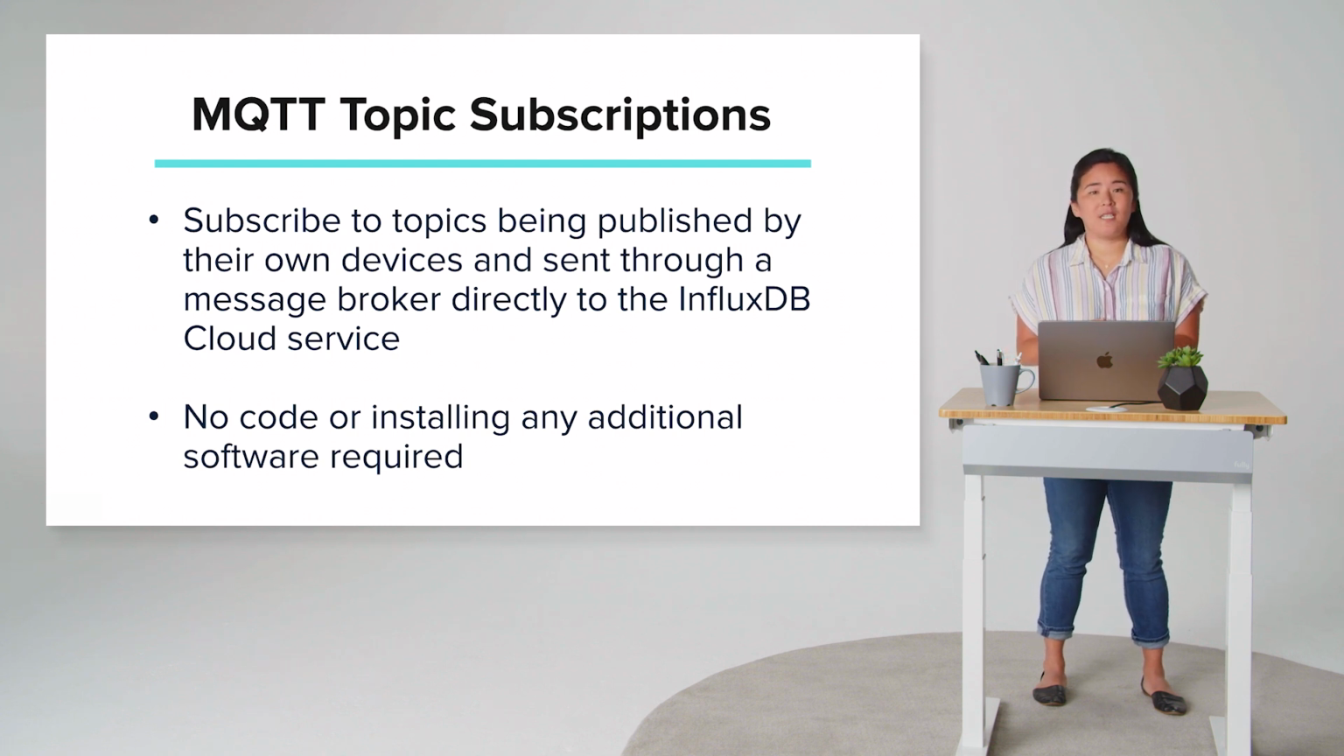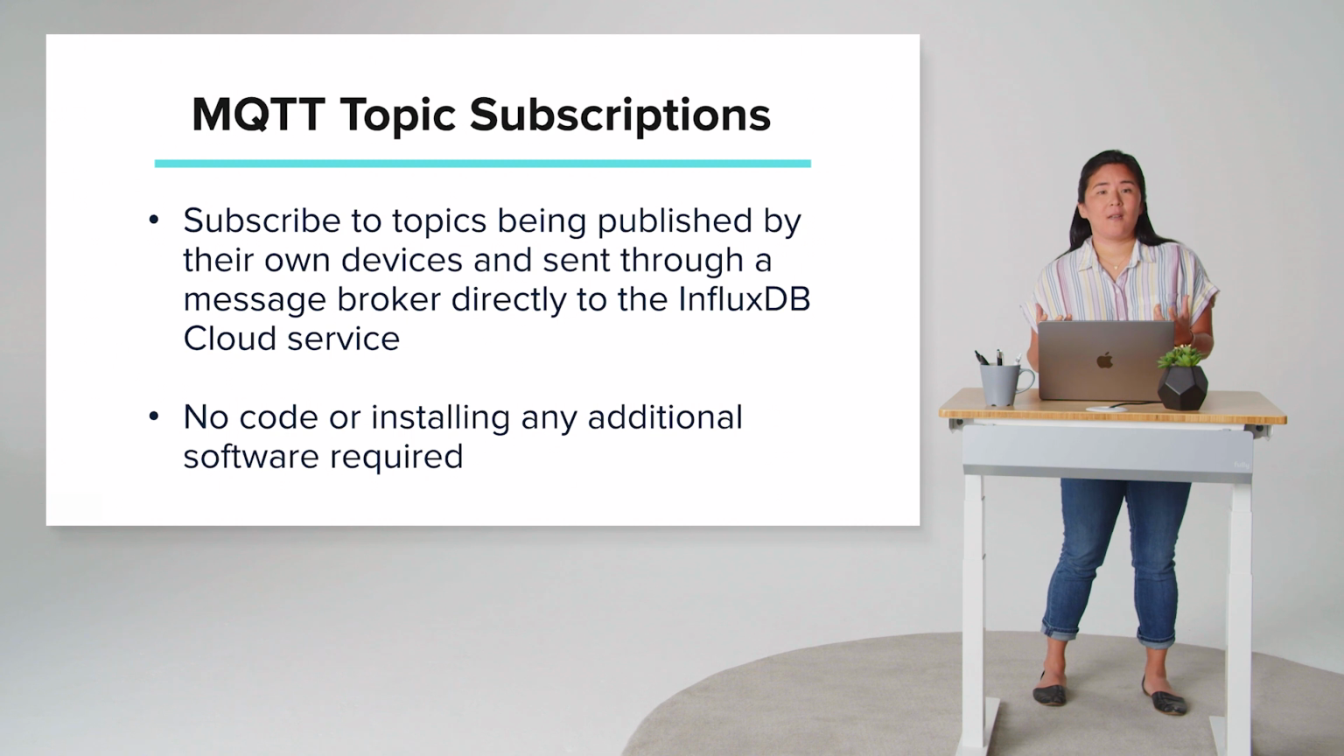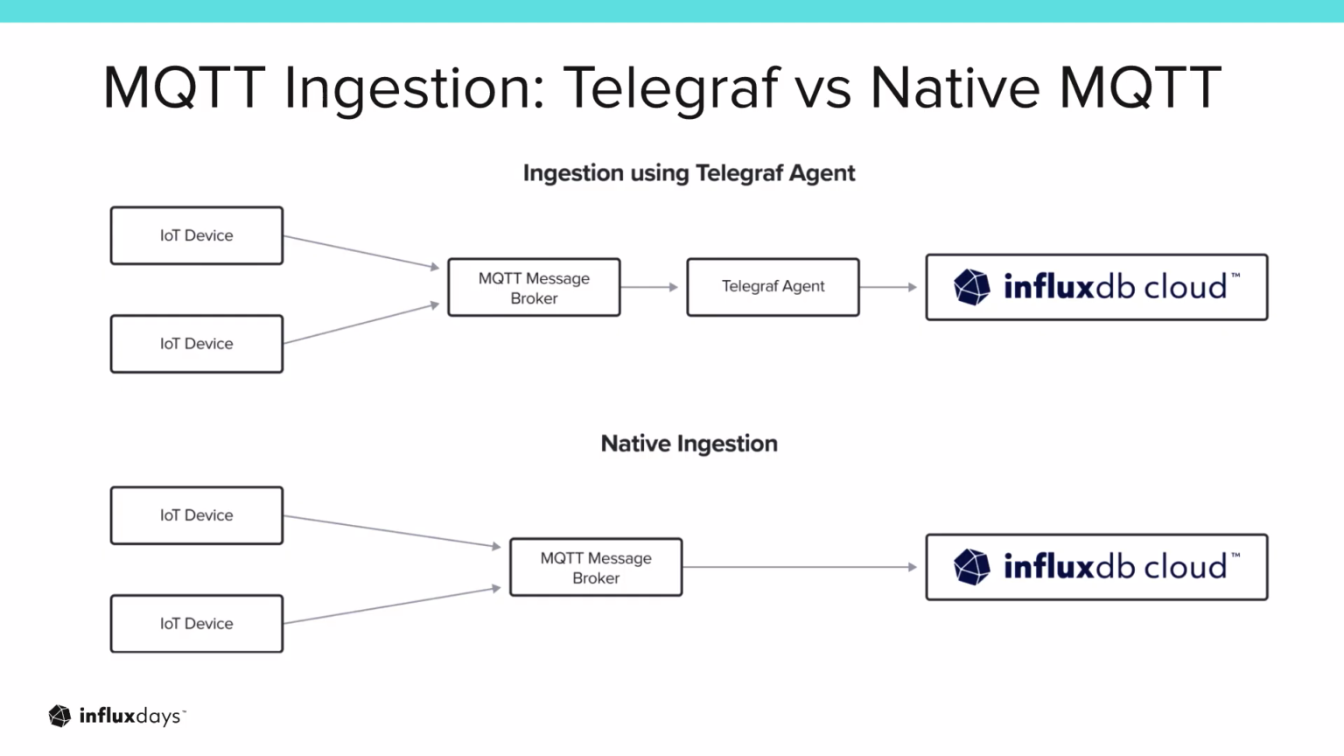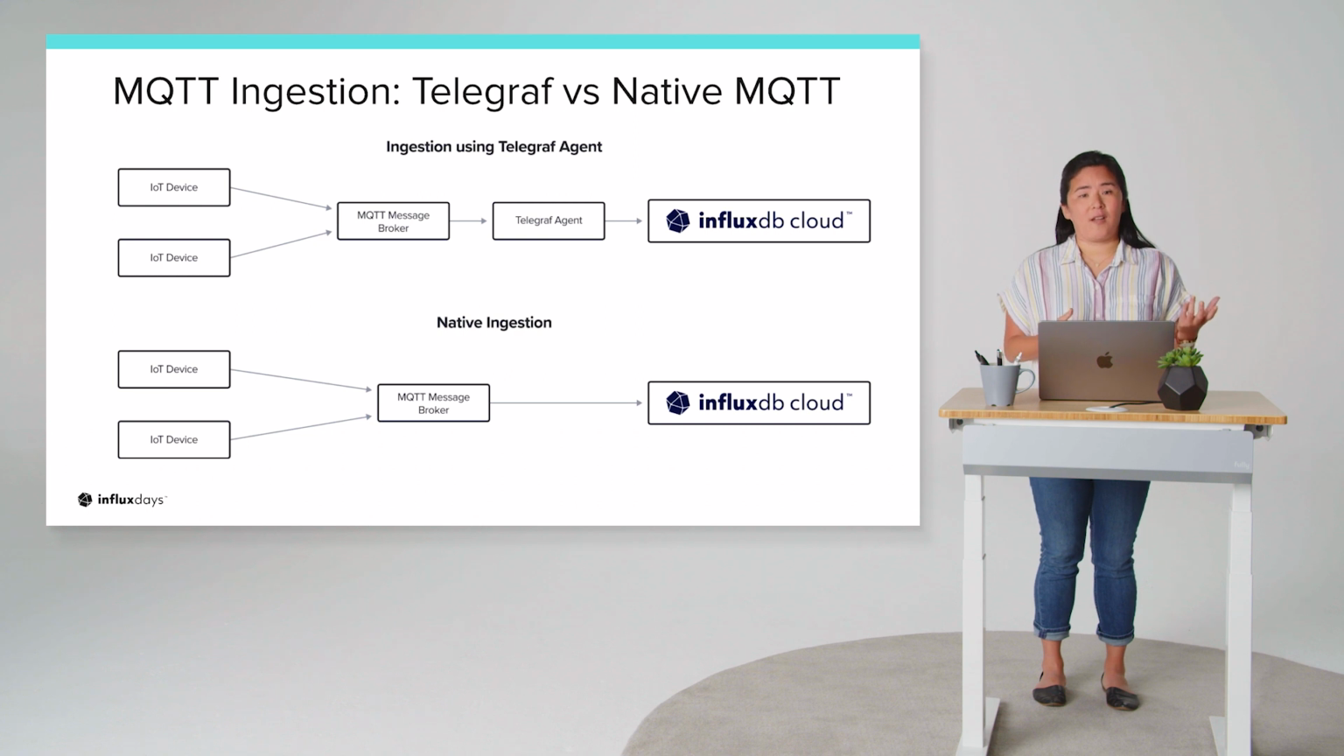With native MQTT, you can subscribe directly to the topics being published. If your MQTT data is already sitting in a public MQTT broker and you want to get it into InfluxDB Cloud, native MQTT will help you do so quickly without having to write any exhaustive Python scripts. Your native MQTT data collection is all configured in the InfluxDB Cloud UI, as opposed to the Telegraf agent, where your data flows from your IoT devices to your MQTT broker to Telegraf and then to InfluxDB Cloud.